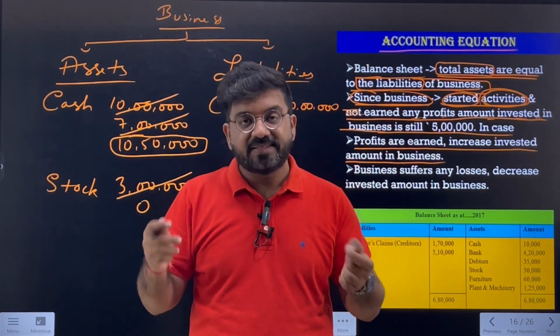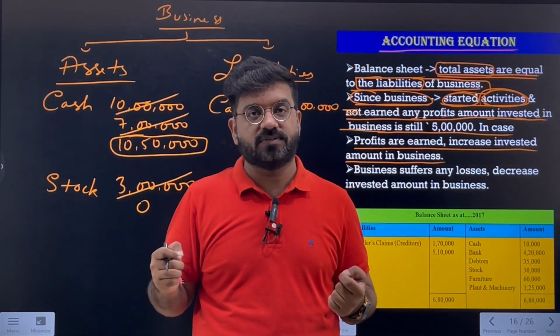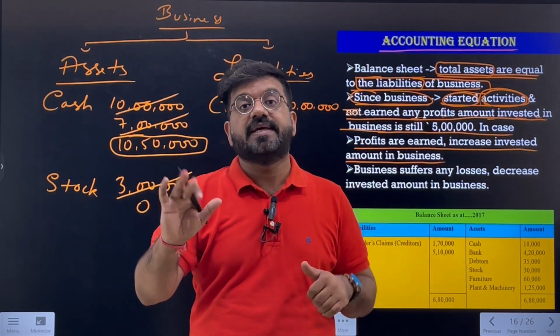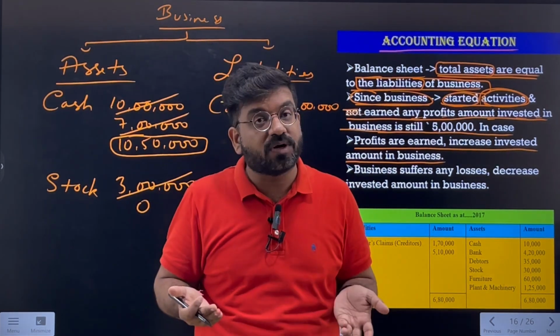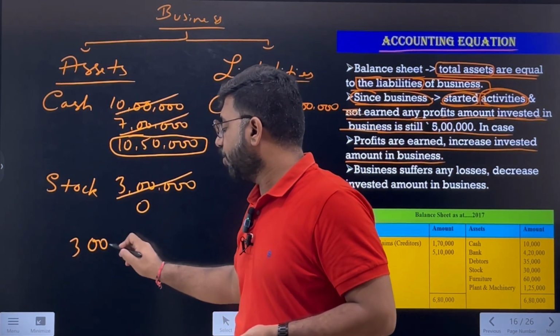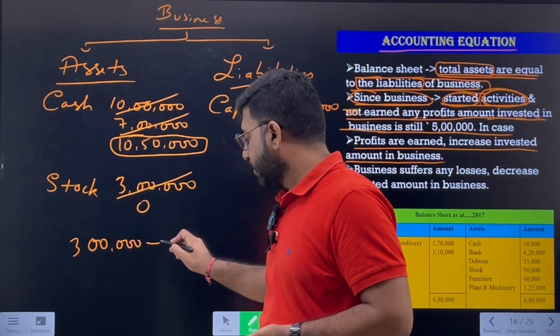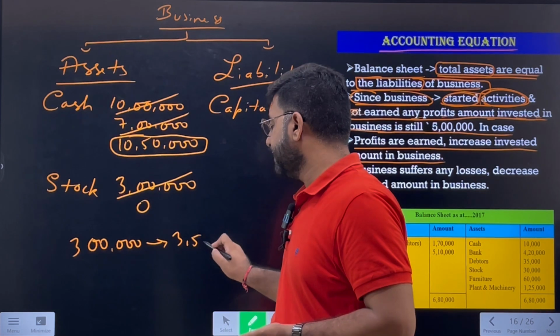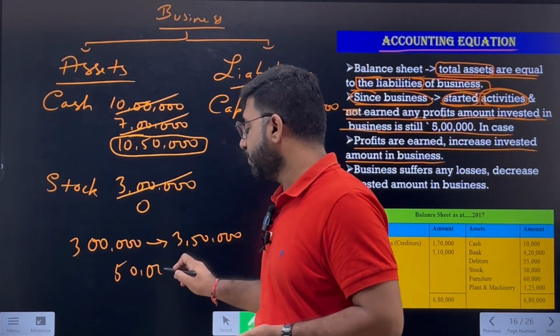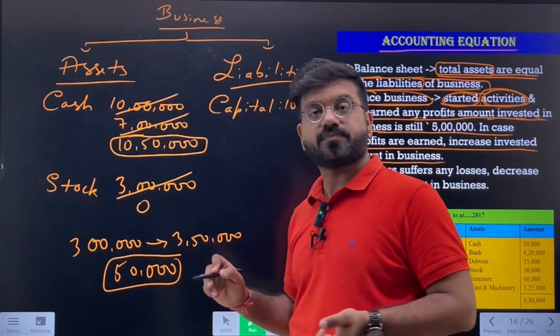Since the cash is 10,50,000, this is not matching. So this 50,000 is a profit. Why and how come it is a profit? Because we are selling goods worth rupees 3 lakhs to the customer for rupees 3,50,000. So what does that mean? We have earned a profit of 50,000 as a whole.